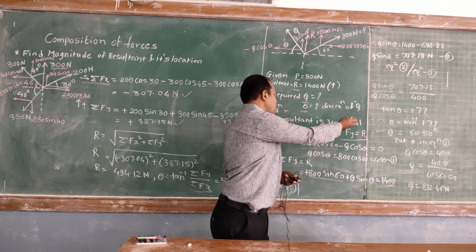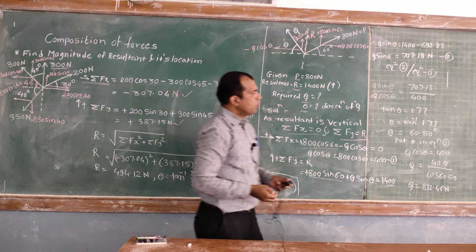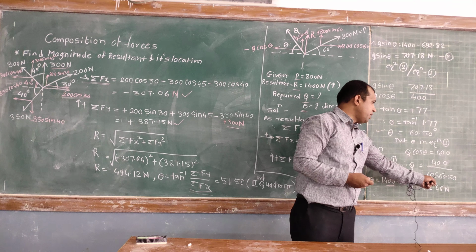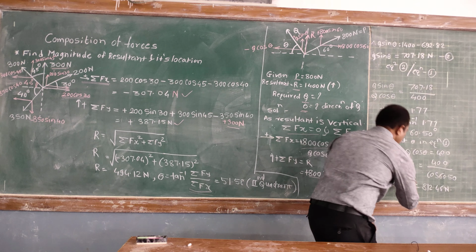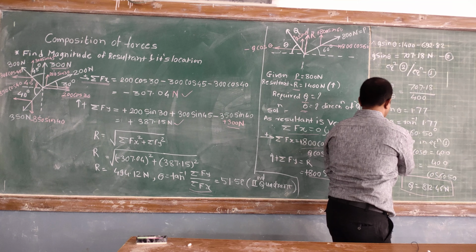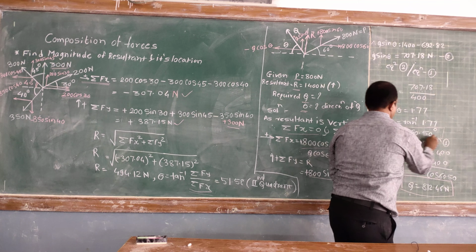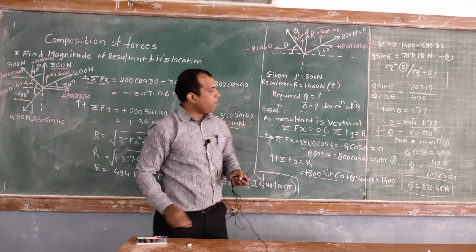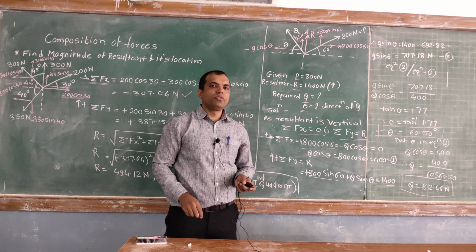Just substitute the value of theta in equation number 1. Put the value of theta in equation number 1. What is the first equation? Q cos theta is equal to 400. Substitute the value of cos of 60.50, take it to the right hand side, and you will get the value of Q, that is 812.46 Newton. So this is the magnitude of force Q, and this is the direction of force Q. So we have got both the answers, magnitude as well as direction of force Q.